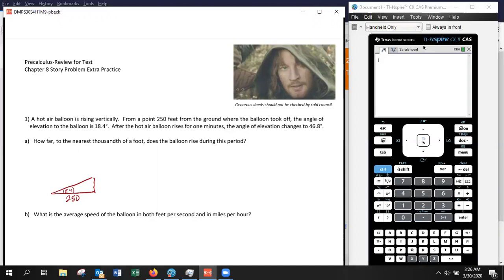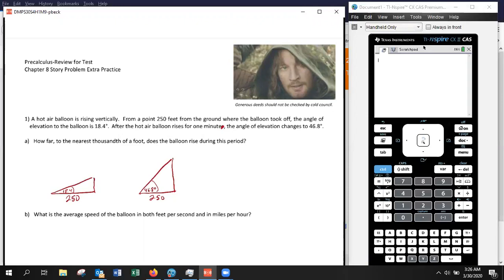And then after the hot air balloon rises for 1 minute, let's take the S off of that. So after it rises for 1 minute, the angle of elevation changes to 46.8 degrees. So I have a second situation where I'm still 250 feet away, but now the balloon's risen a lot higher, and we have 46.8 degrees to that angle of elevation. So this is a little bit of a review of what angle of elevation is. So my question is, how far, to the nearest thousandth of a foot, does the balloon rise during this period?